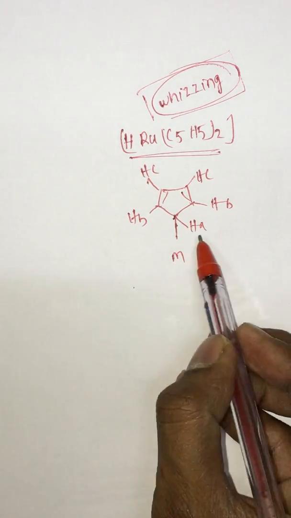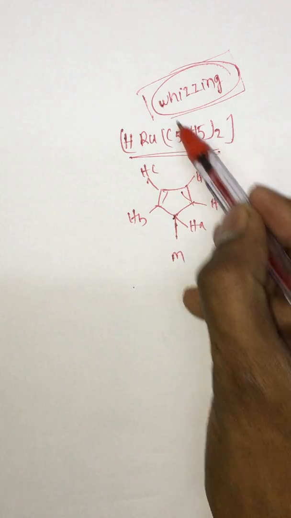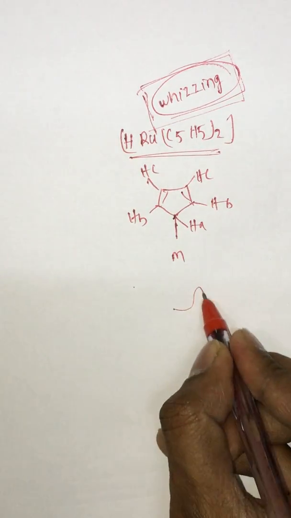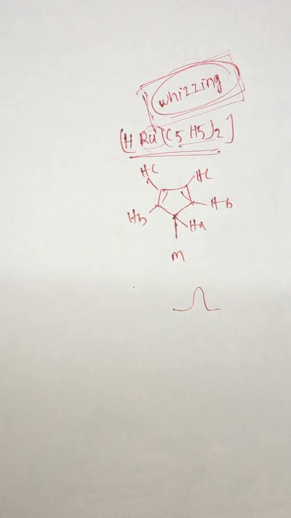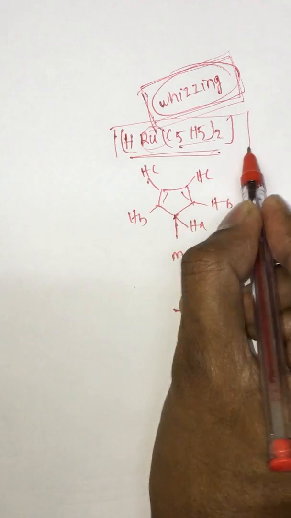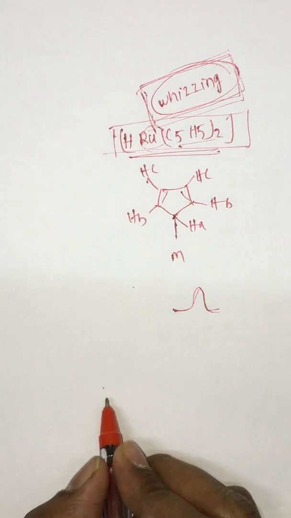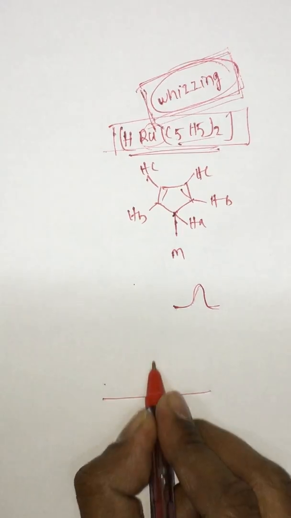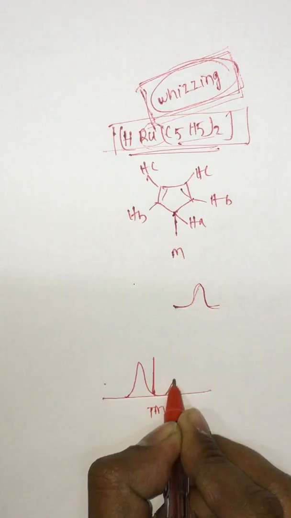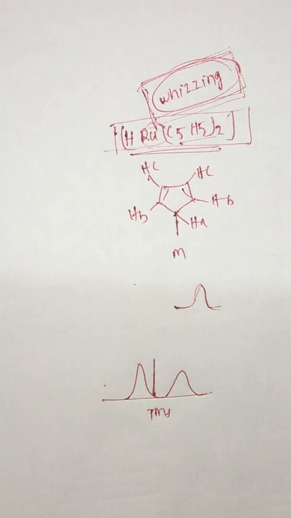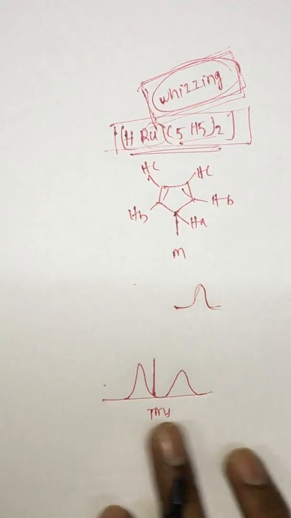So instead of three different protons, because of this wedging concept, we will get one broad singlet. Wherever cyclopentadienyl is attached to a metal, there we will see this wedging concept, and because of it we will get a broad singlet. If we see the spectra of this complex, it looks like this. This is the TMS peak, this is one broad singlet, and another broad singlet is here. So from here we can easily identify which peak corresponds to what.